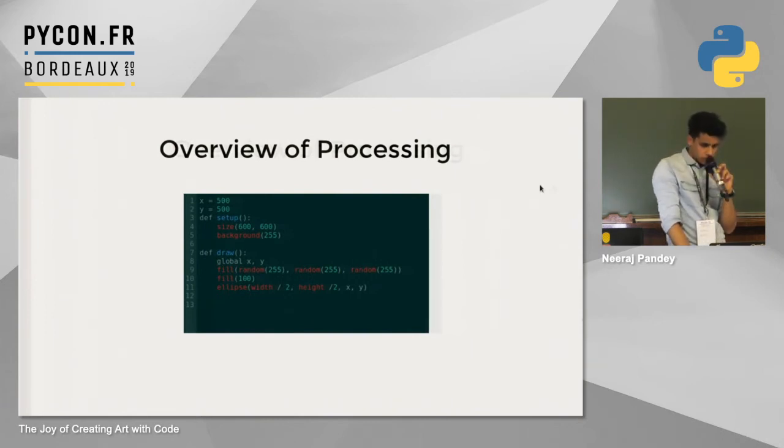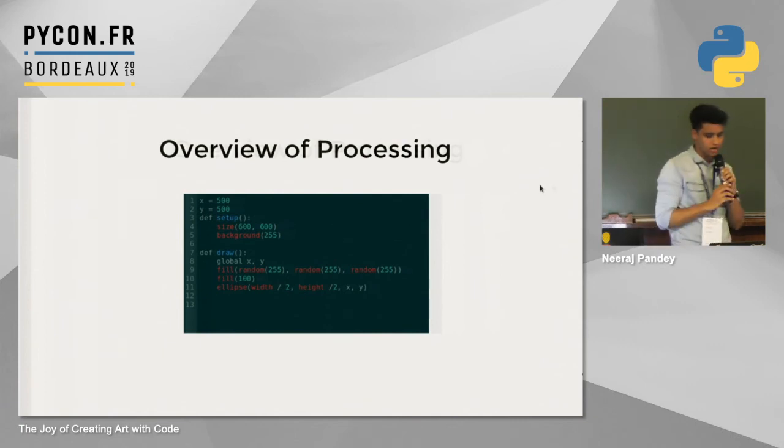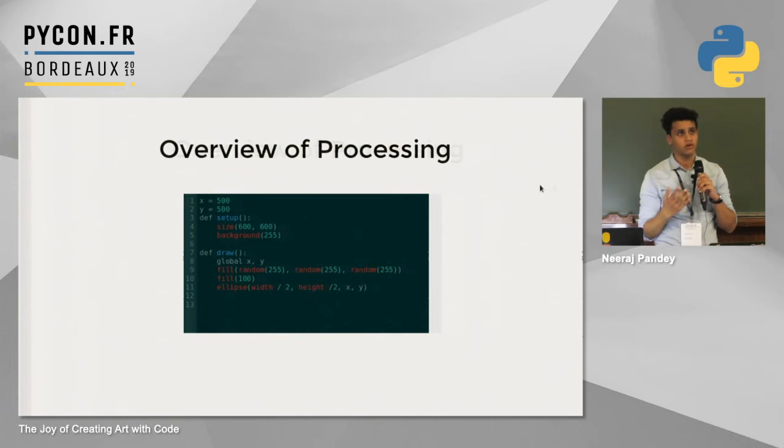Before going further, let's talk a little bit about Processing. I think it's not visible to anyone. So in Processing, we have two main functions. One is called setup, and one is called draw. Setup is a function which runs just once when your program runs. And draw is the second function, which will keep working until you give an instruction to stop. It's going to run over and over again.